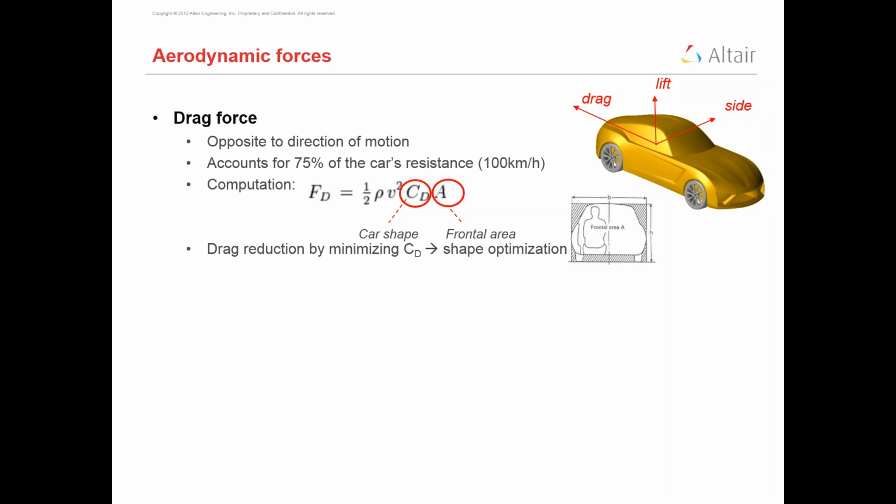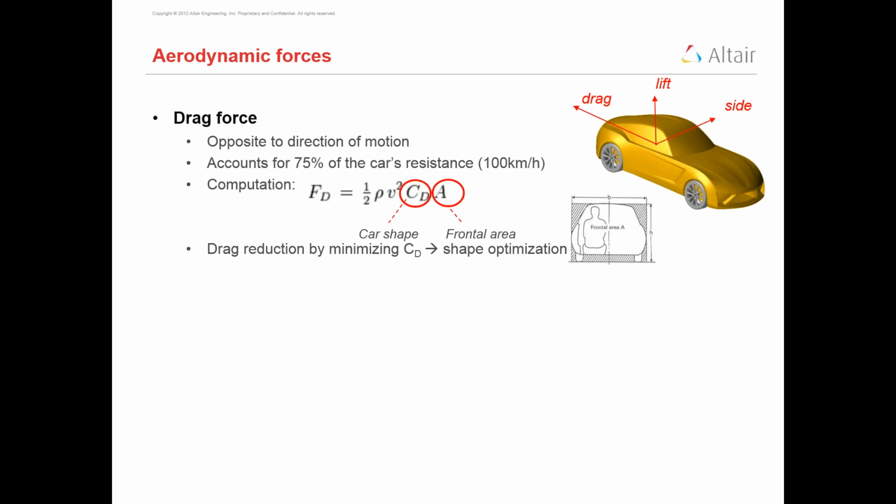So how do you compute your drag forces? The drag force formula is half rho v squared. Rho is the density, v is the velocity, and CD is your car shape, basically your coefficient of drag. It will be determined by your solver, and A is the frontal area of your vehicle. The wind load touches your frontal area, basically your bumper, your windshield, etc.